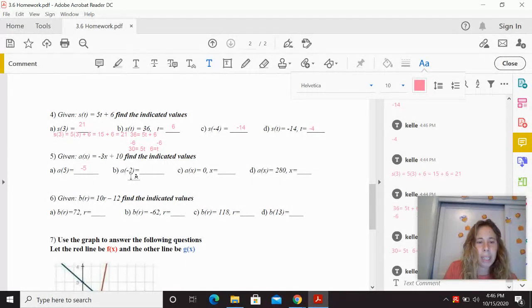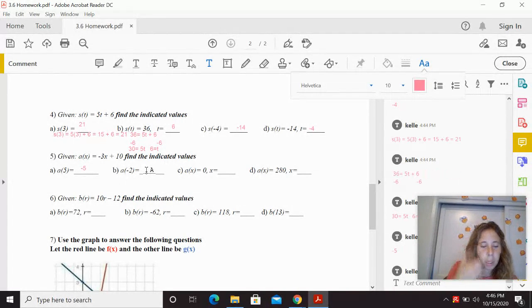Alright, then you're substituting negative 2 in for x. X equals negative 2. So negative 3 times negative 2 is 6, positive 6, plus 10, 16. It's positive 6 because you're multiplying a negative times a negative, so that makes a positive. The negatives cancel each other out.